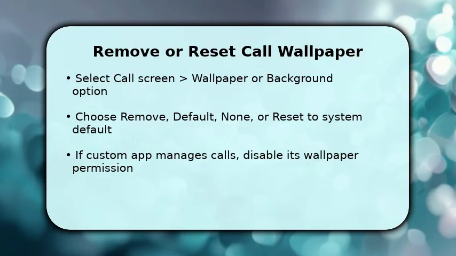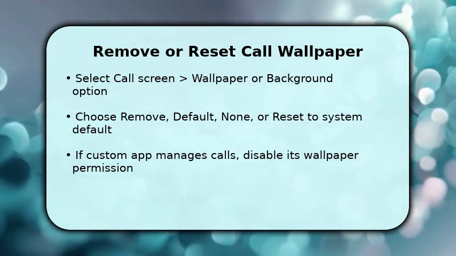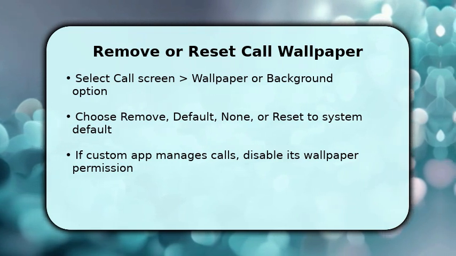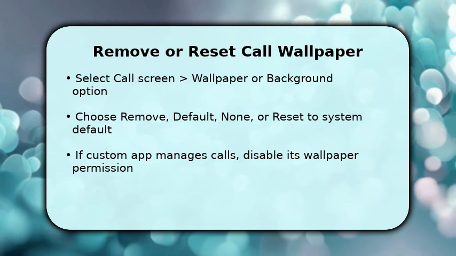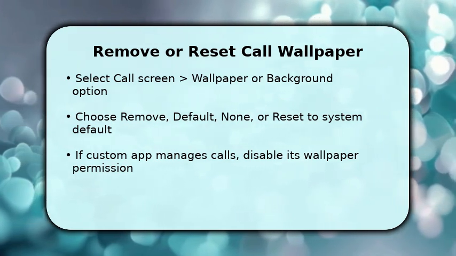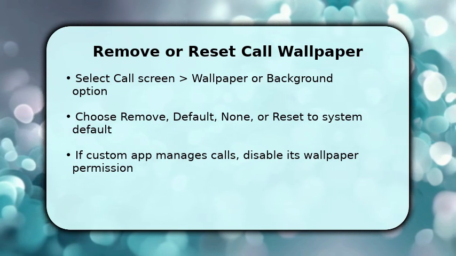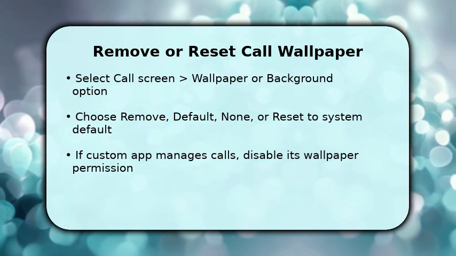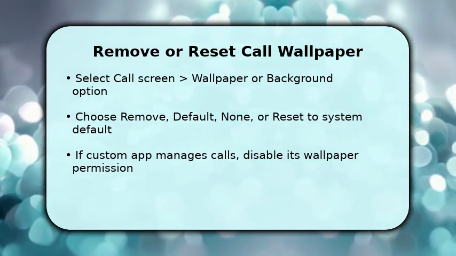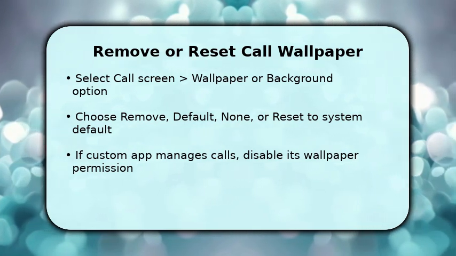You now select the call screen wallpaper option and inspect choices: remove, default, none, or reset to system default. Tap the option that clears the image. On some phones, you'll pick default to revert to a plain background. If you previously used a third-party dialer or contact app, open that app settings and disable its wallpaper or overlay permission so it cannot reapply the image. Doing this ensures the change persists across reboots and incoming call previews.